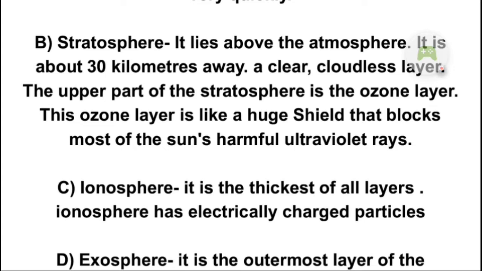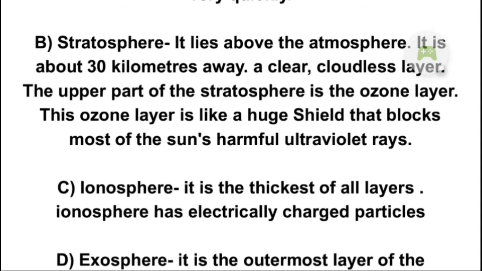So to protect us from exposure to ultraviolet rays, there is what? A huge shield that blocks most of the sun's harmful ultraviolet rays. What is that? The ozone layer. Okay, that's nice. Next, ionosphere.